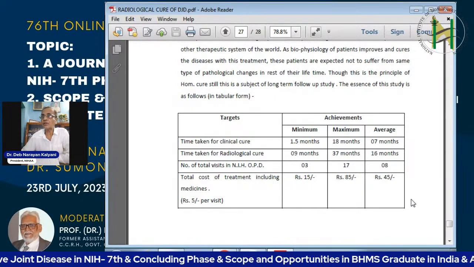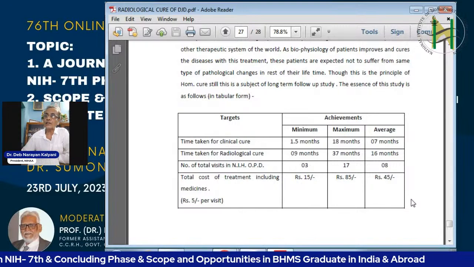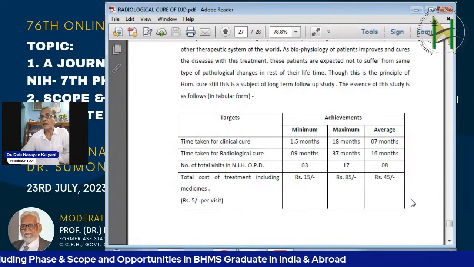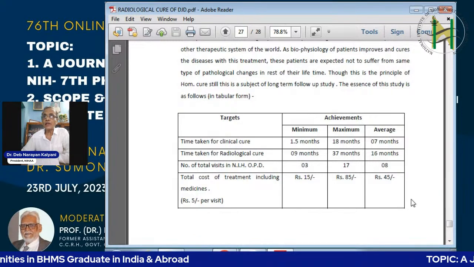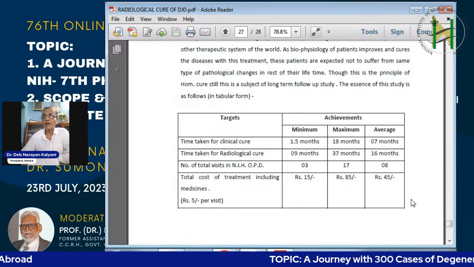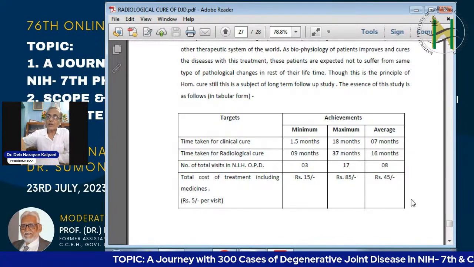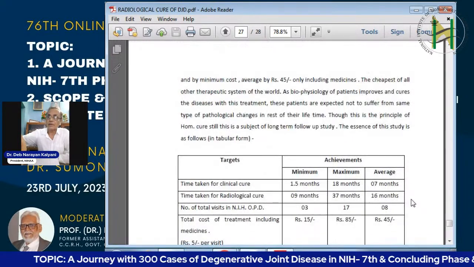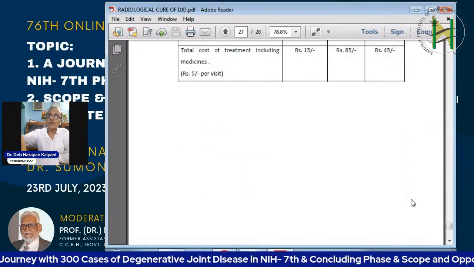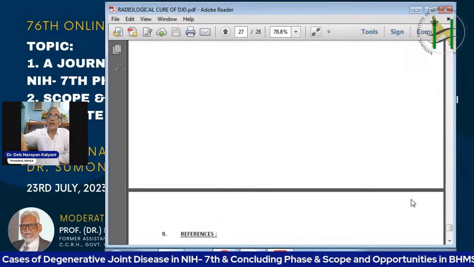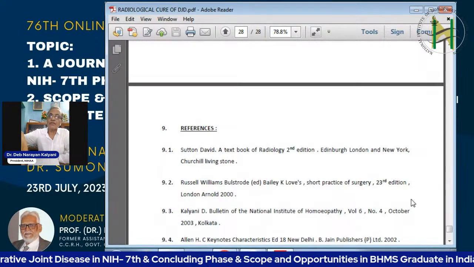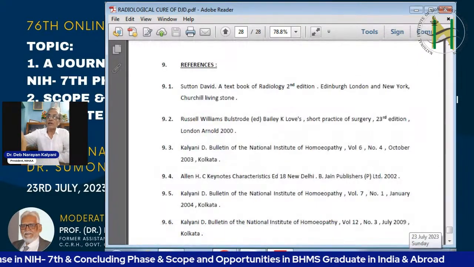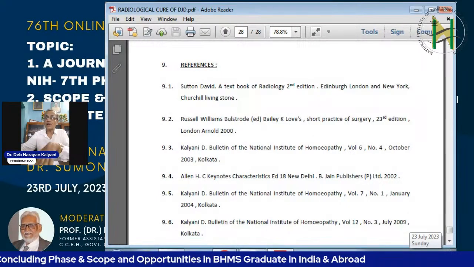Just imagine, within 3 visits we can cure radiological changes. Maximum 17. Average is 8 visits. Total cost of treatment including medicines was rupees 5 per patient per visit, 15 rupees minimum, 85 rupees maximum, which cannot be imagined. The cost effectiveness. Anyway, these are the references for this literal discussion.